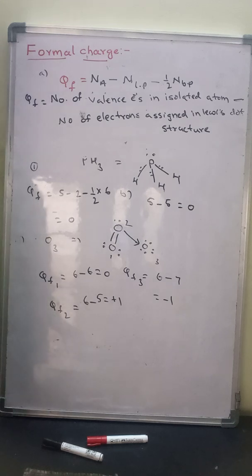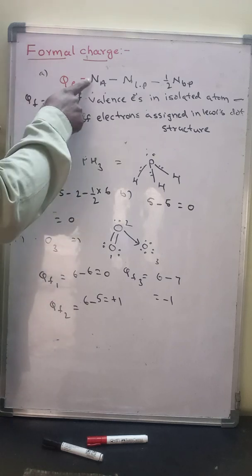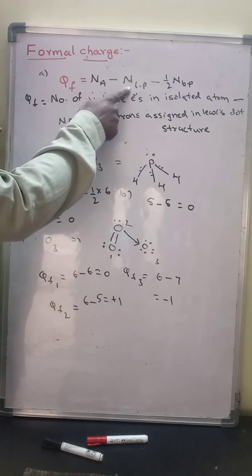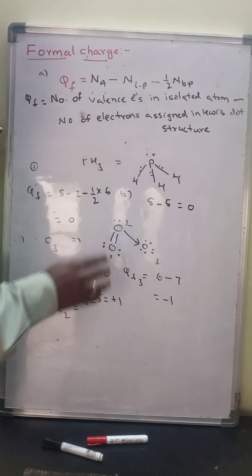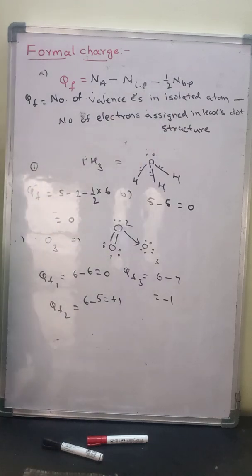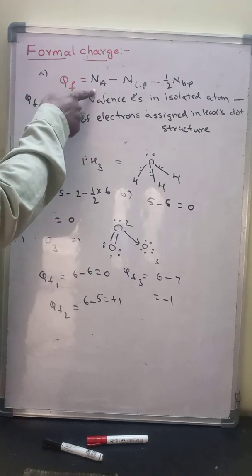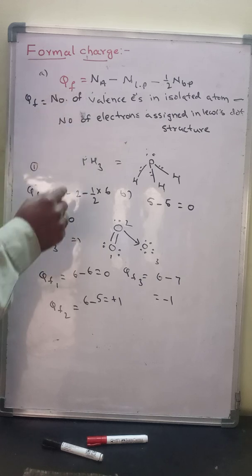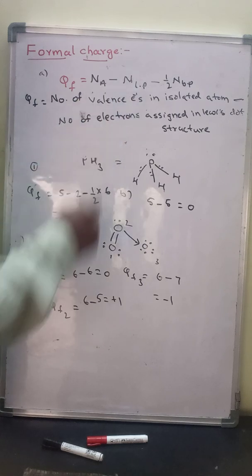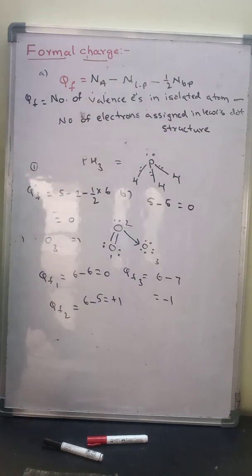Now, students, see here, the formal charge QF equals the number of valence electrons minus the number of lone pair of electrons minus half into the number of bond pair of electrons. So the formula is the number of valence electrons present in an atom minus the number of lone pair of electrons minus half into the number of bond pair of electrons.